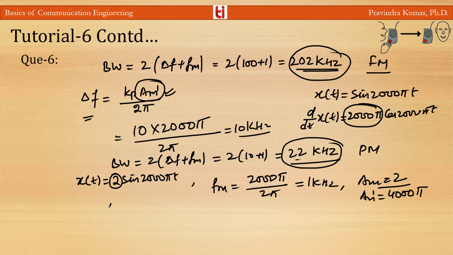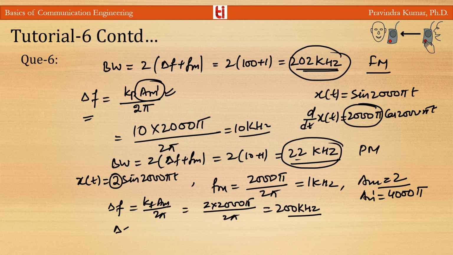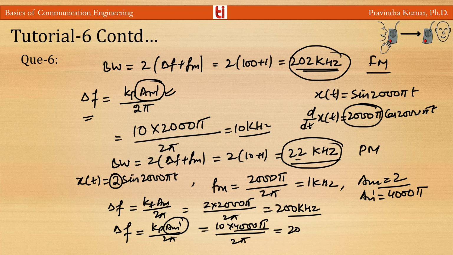So for the FM case the frequency deviation will be kf am by 2 pi. Here am is 2 now, so 2 into 2000 pi by 2 pi will be 200 kilohertz. And for the PM case the deviation will be kp am dash by 2 pi. Here am dash is 4000 pi now, so 10 into 4000 pi by 2 pi will be equal to 20 kilohertz.